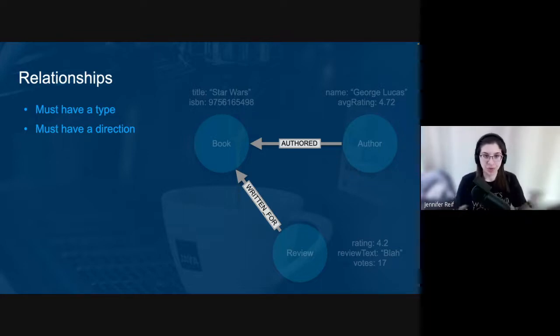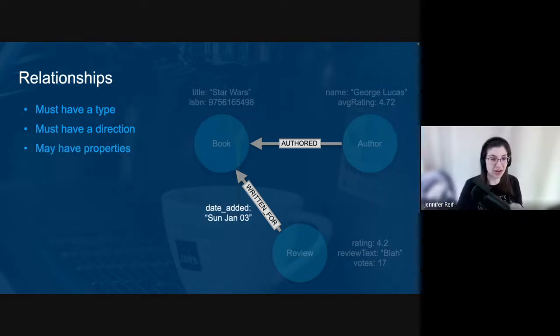And you have an author who authored a book. Again, authored is the relationship type. And you do have to store a relationship in a particular direction. We'll talk a little bit more. You can query either direction and it'll retrieve that relationship no matter what. But when you actually write it to the database, you have to tell it which way it's going, from what node, what's the start and what's the end.